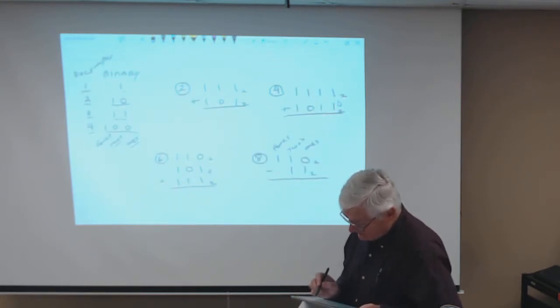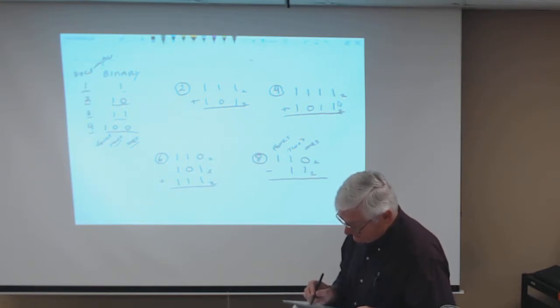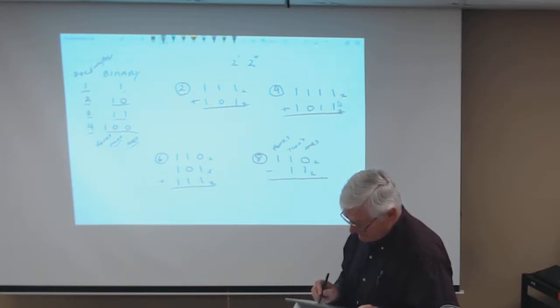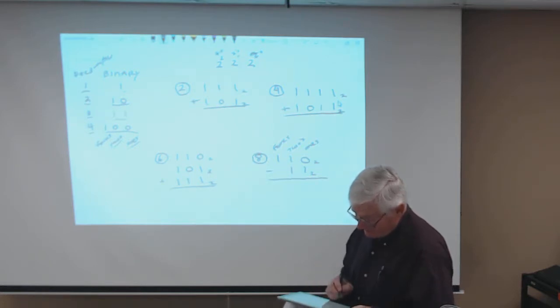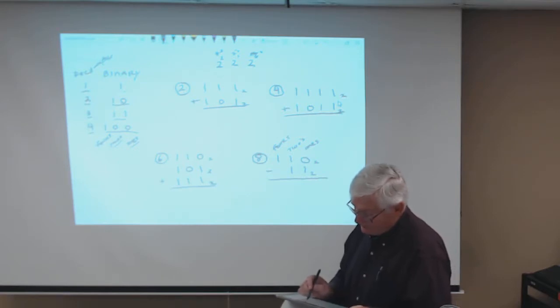Binary is base 2, so here's 2 to the 0, 2 to the 1, 2 to the 2, and that would be far enough. So this is the 1's place, the 2's place, and 2 squared is the 4's place. So 4 would be one 4, no 2's, no 1's. 3 would be one 2 and one 1. And 2 would be one 2 and no 1's, and 1 would just be 1 over there. You follow how that works?